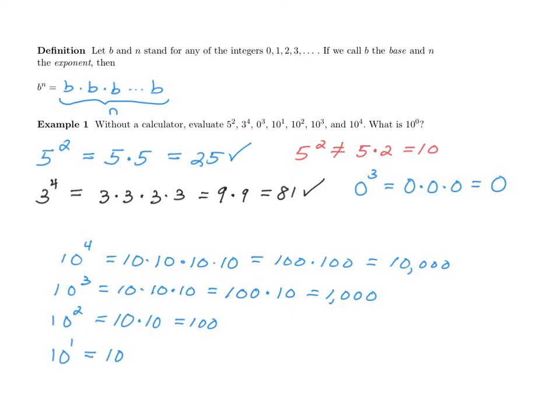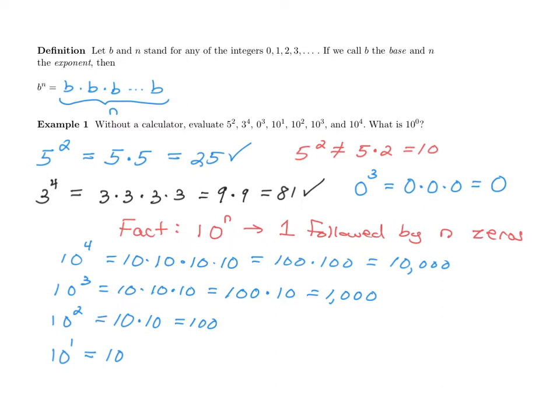So I'm going to state this as a fact. If you take 10 to some integer power n, what you get is a 1, and it's followed by n zeros. So a base of 10 is nice when doing these computations because these numbers are very easy to compute using this fact here.